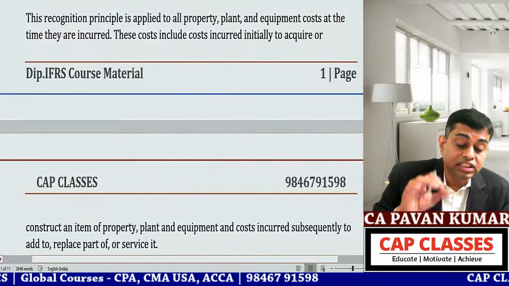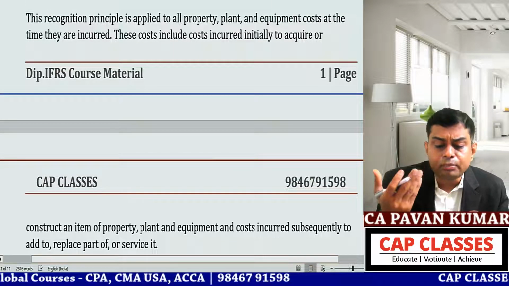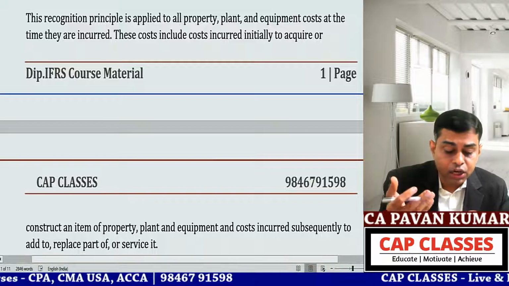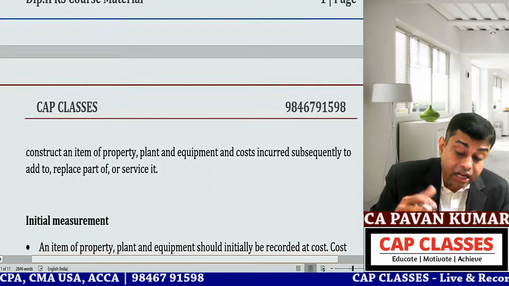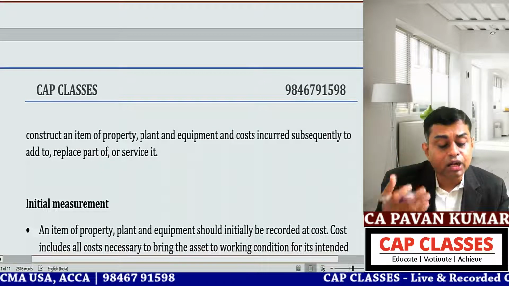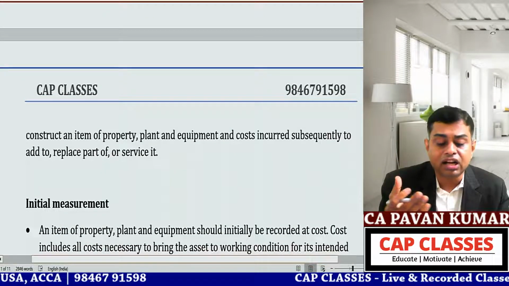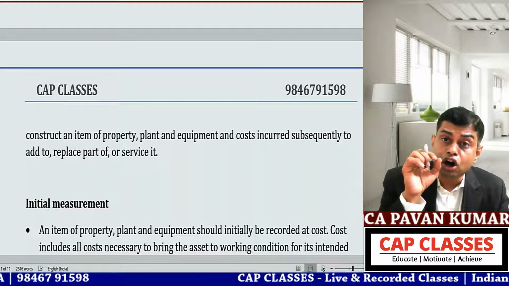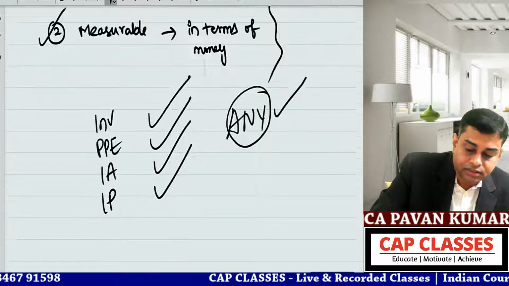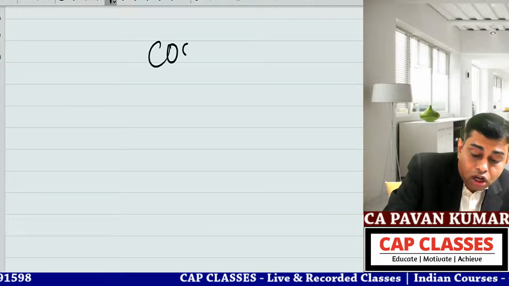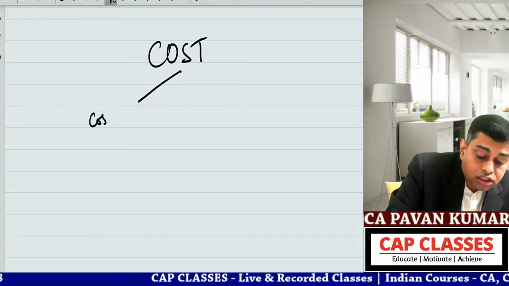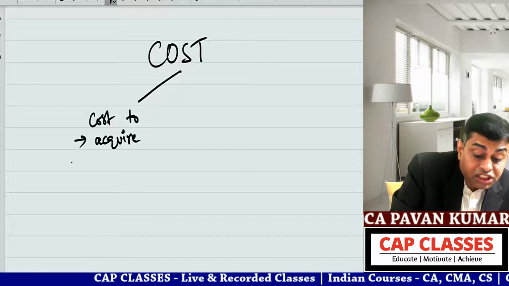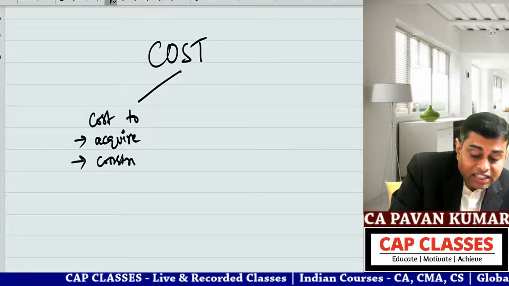Okay. So this recognition principle is applied to all the PPE costs at the time they are incurred. These costs include costs incurred initially to acquire an asset or to construct an item of PPE, and costs incurred subsequently to add or replace part of it or service it. What they are saying is that the cost of the asset includes 2 things. Cost to acquire in case of a purchased asset, or construct in case of an internally constructed asset.